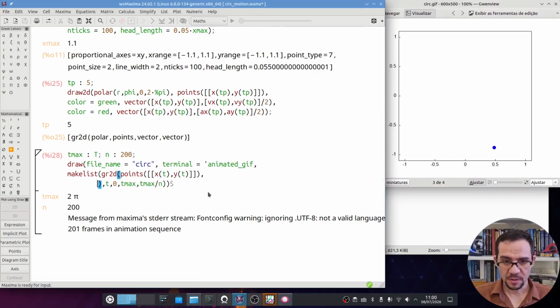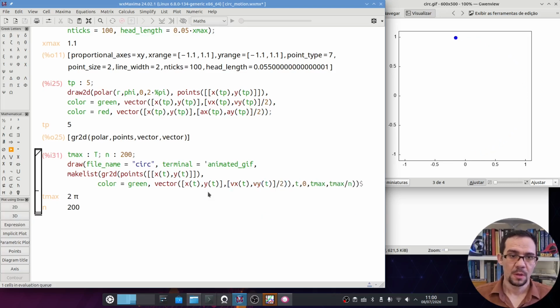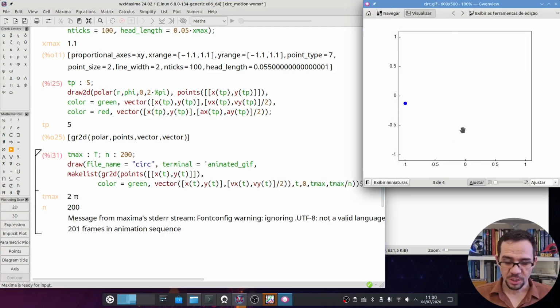So we have the same thing that we had in the static representation. So let's put the velocity in green vector, the initial position of the vector and its components. Let's divide it by 2 and let's see what changes here. So now we have the circular motion with the vector representation.